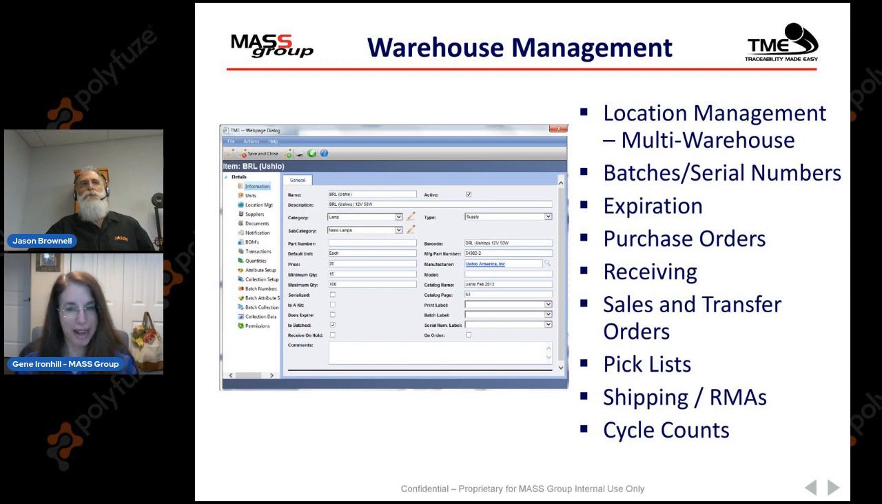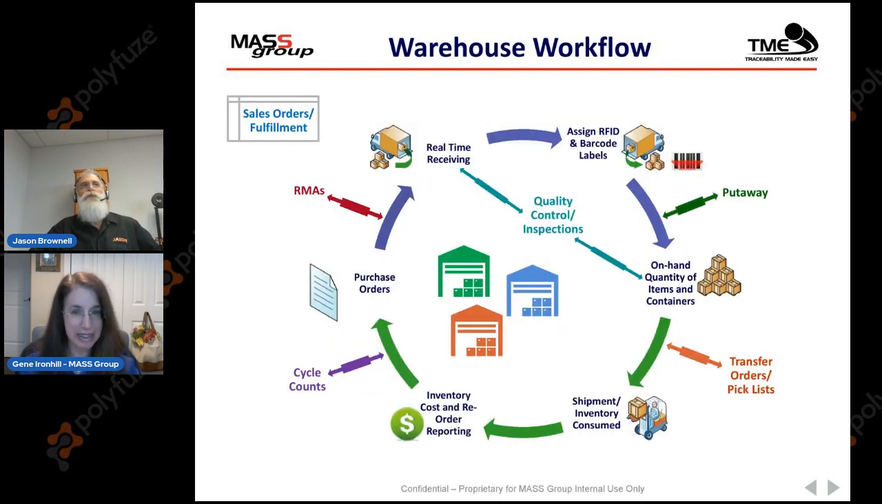So we can store the batch numbers, we can store serial numbers, expiration dates. We can have the full warehouse cycle of receiving, purchasing, sales orders, transfer orders, pick lists, all of that in one system. And then RFID works beautifully to add an extra layer of automation, an extra layer of ease to be able to do a cycle count. And so all these things come into play, and we make it easy.